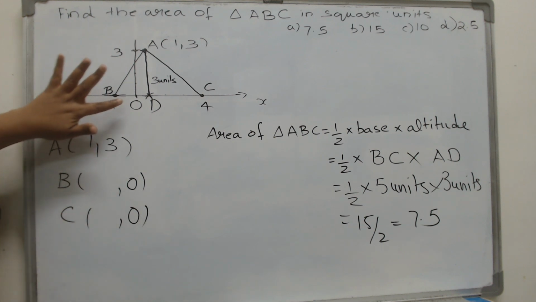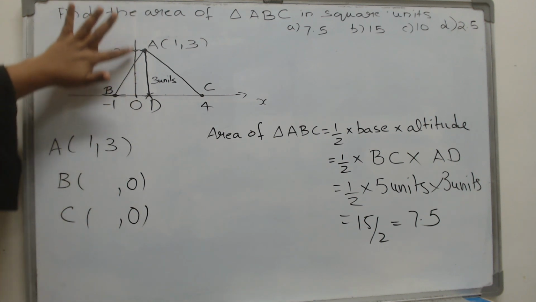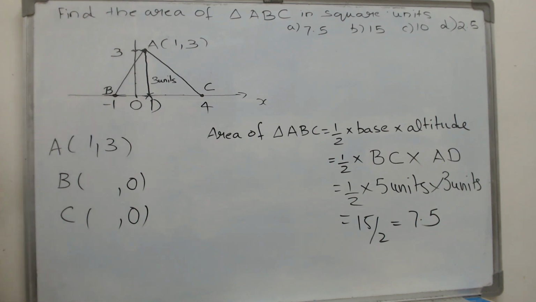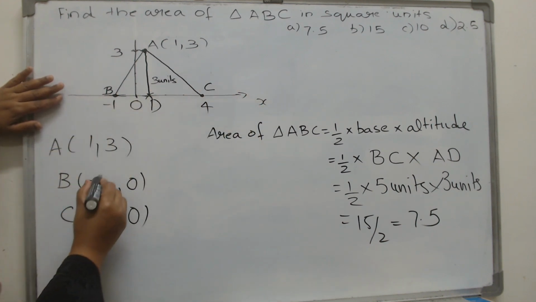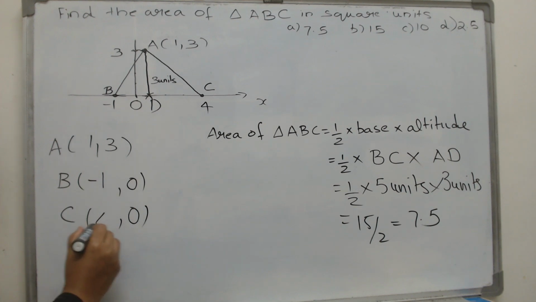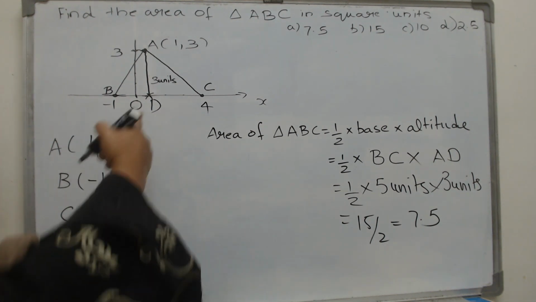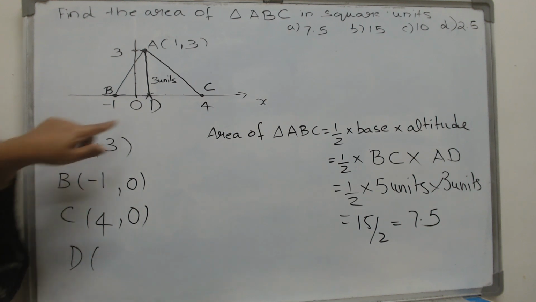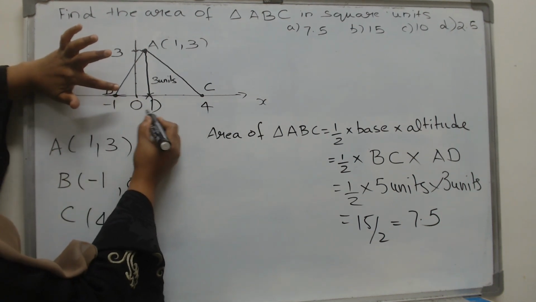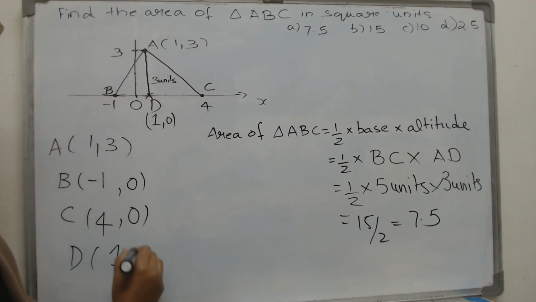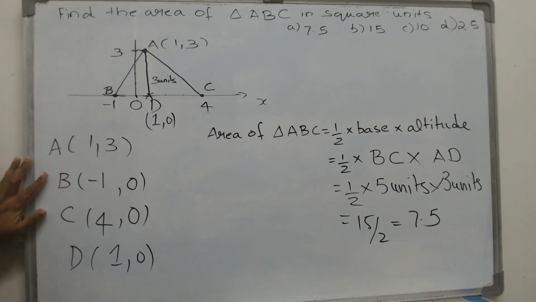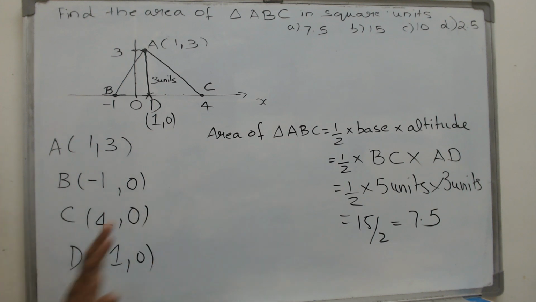Similarly, we have to remember that if there is some point along the y-axis, its x coordinate will be 0. So please remember that both of our points lie along the x-axis. So B is (-1, 0) and C is (4, 0). And what about D? In case you are wondering what is D, what is this distance? This is just 1. So D is (1, 0). So in case you want to apply the distance formula and find out the same answer, your BC is this and your AD is this. Using that you can find out the answer.